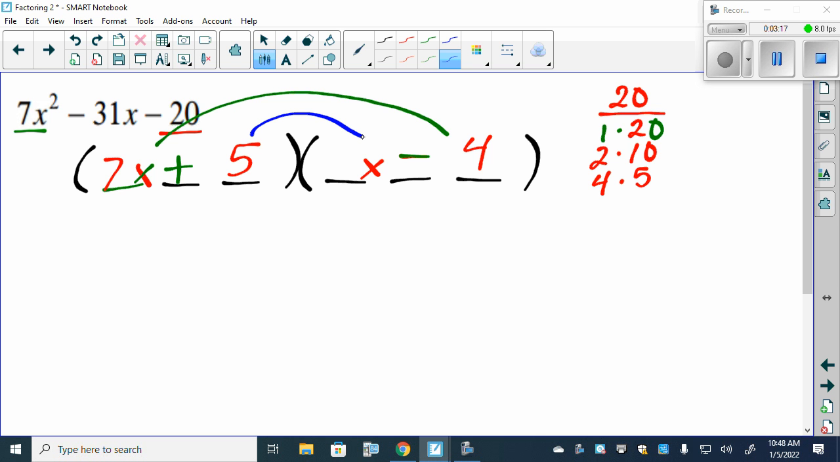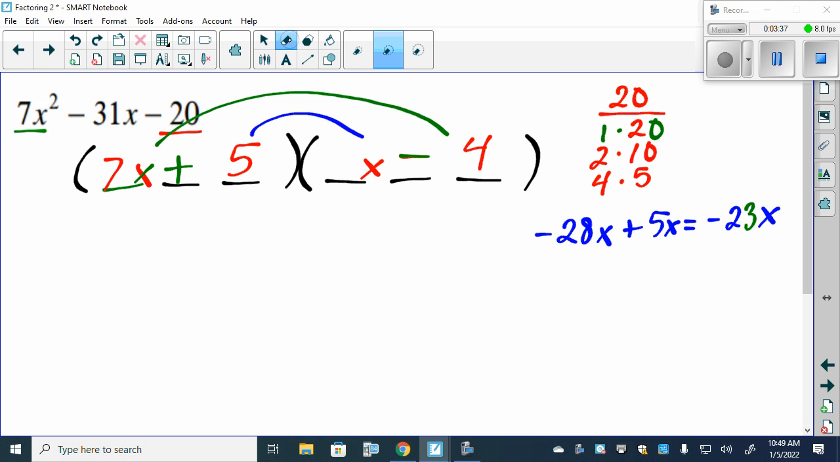So 7x times negative 4 is going to be negative 28x. 5 times x is going to be plus 5x, which gives us negative 23x. Since that's not what we're looking for, we can switch to 4 and 5, and try this again.